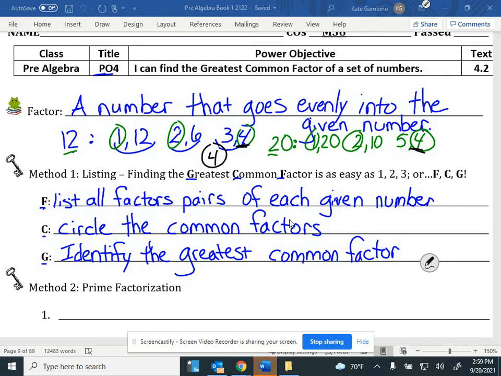So again, to use finding the greatest common factor with the listing method, you need to find the factors, find the common factors, and then find the greatest common factor. So you work your way down. You have to be very careful that you find all of the pairs of factors that go into the number.